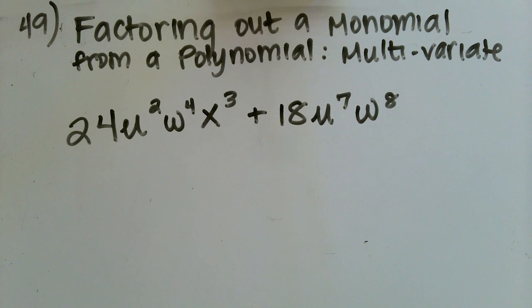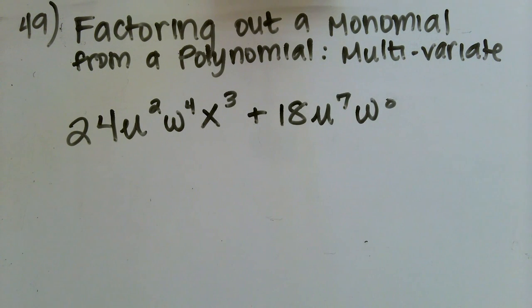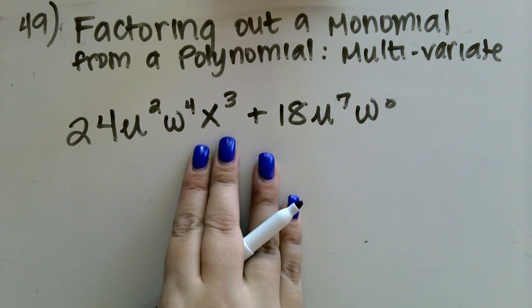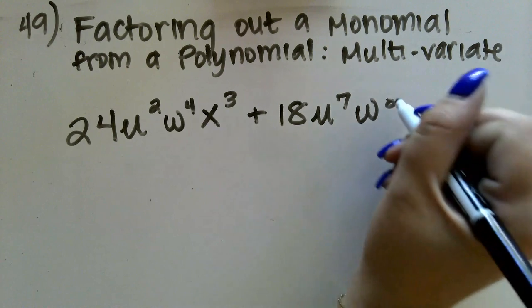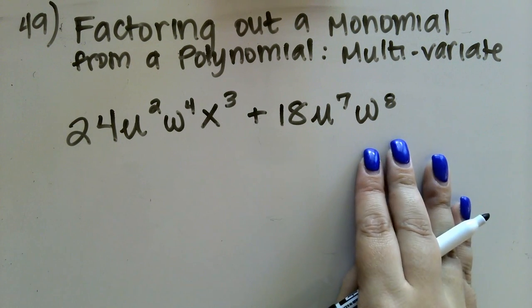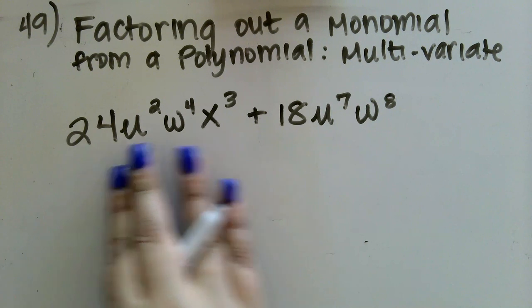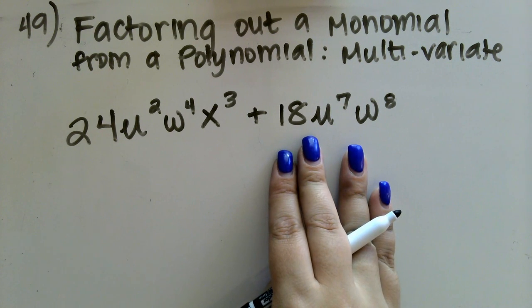Hi guys! Today we are going to be talking about factoring out a monomial from a polynomial. This time it's going to be regarding the multivariate. So that means that we have more than one variable in our expression here. So just like in our last video, we are going to start out with finding our greatest common factor. We have to find our greatest common factor between both terms in our expression here.